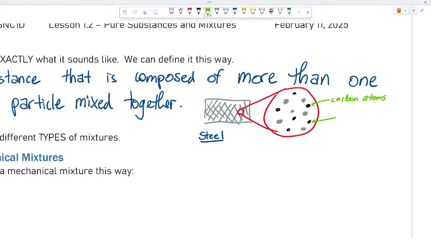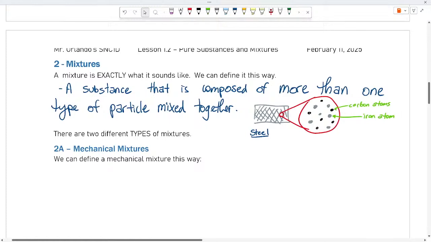So in this case, if we take steel, those would be carbon atoms. And those, why did I just point out another carbon atom? Why did I do that? Oh my goodness. And that would be an iron atom. You put the two together, you get steel.